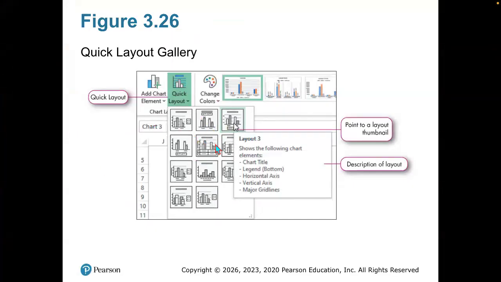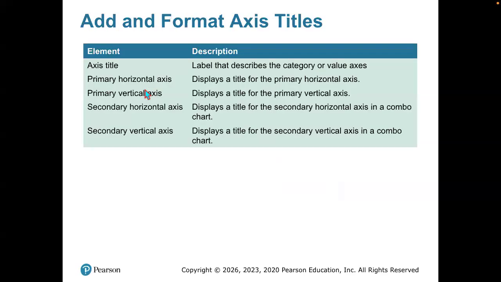Sometimes these little pictures are like, what is going on here? It looks like just pure chaos. And you can hover over it and see, oh, there's a title, there's a legend, horizontal axis, vertical axis. Again, all these things can be added manually too.